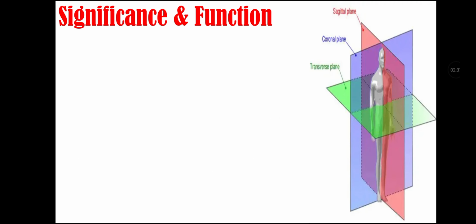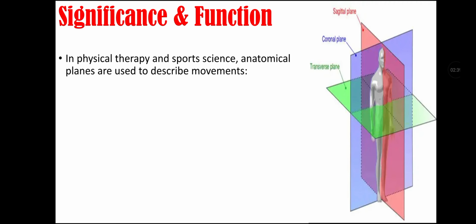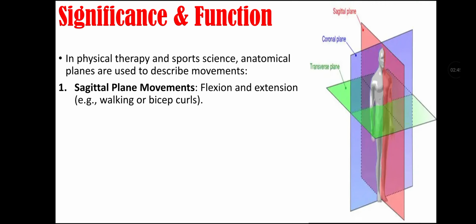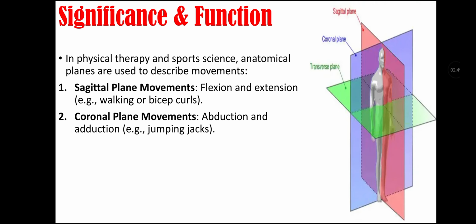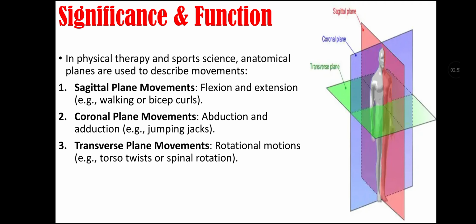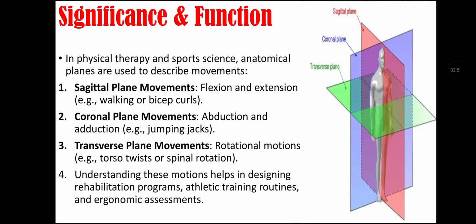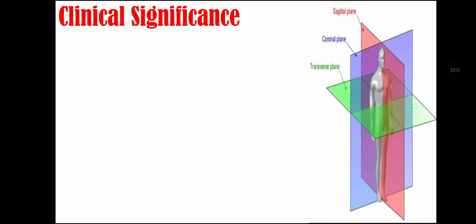Significance and functions of anatomical plane. In physical therapy and sports science, anatomical planes are used to describe movements. Like sagittal plane movements are flexion and extension. Coronal plane movements are adduction and abduction. Transverse plane movements are rotational motions. Understanding these motions helps in designing rehabilitation programs, athletic training routines, and ergonomic assessment.